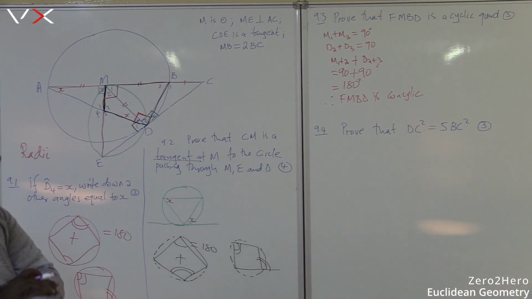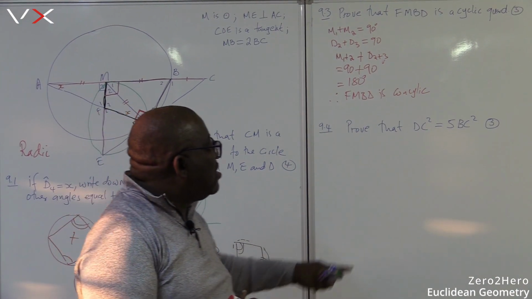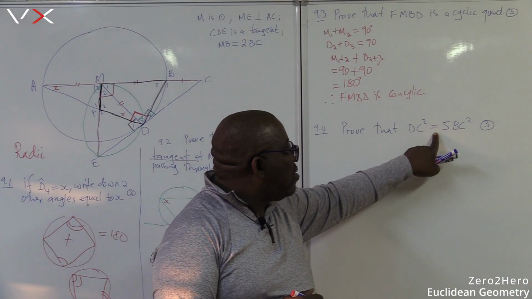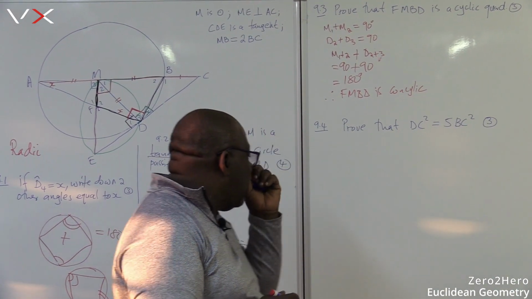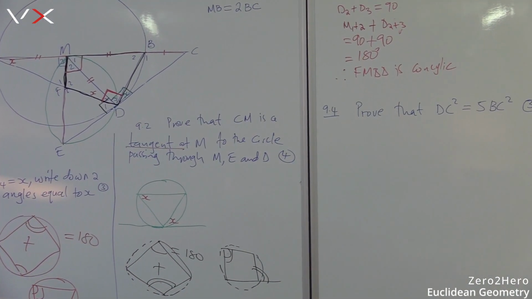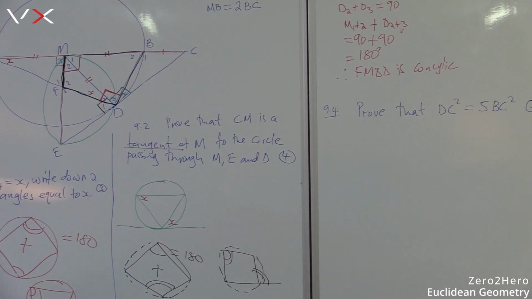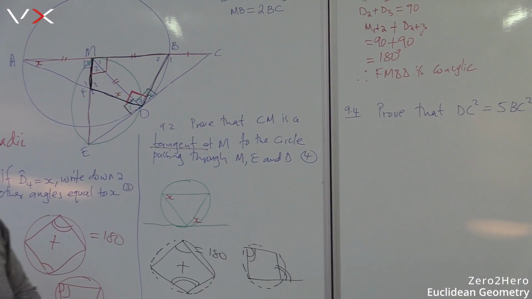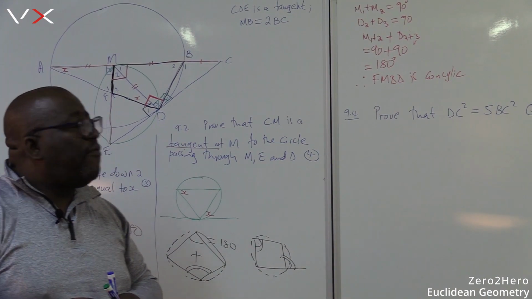I want us to look at this last one. Prove that DC squared is equal to 5BC squared. It's about 3 marks. Prove that DC squared is equal to 5BC squared.